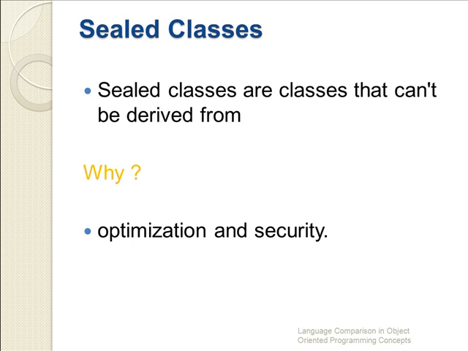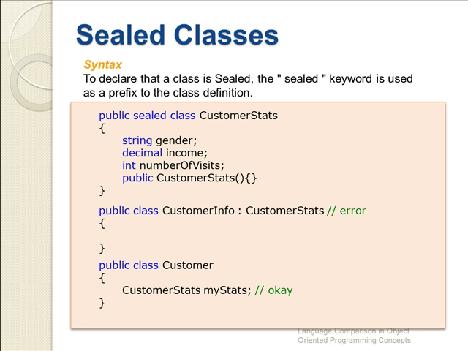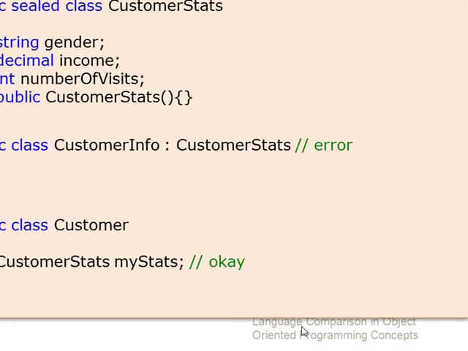Now let's see an implementation of a sealed class. The syntax to declare that a class is sealed: the sealed keyword is used as a prefix to the class definition. Public sealed class CustomerStats is a sealed class.